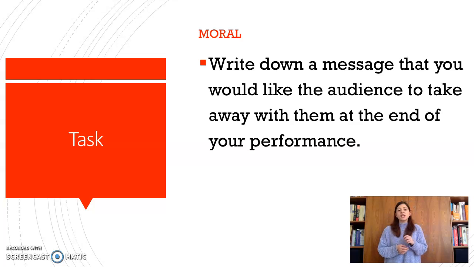Now, next week, we're going to come together and organize in our groups and share our morals. And then in your group, we're going to pick one of those morals. So as a group, you're going to vote on which moral you would like to show to your audience. And then we're going to build on that moral and create our performance from that moral. So please make sure you bring it to the next lesson.